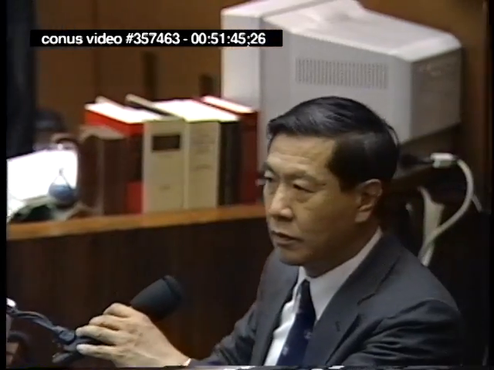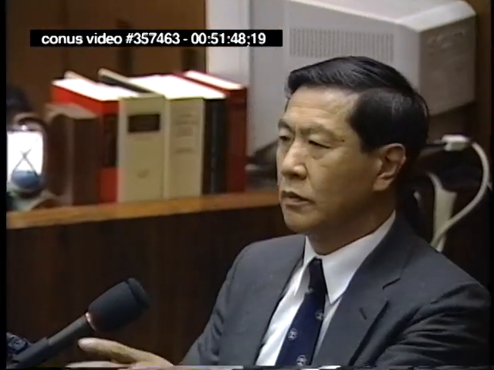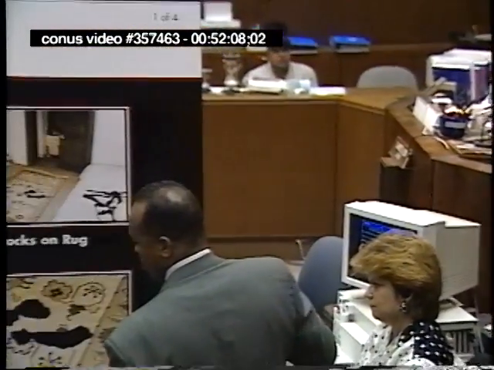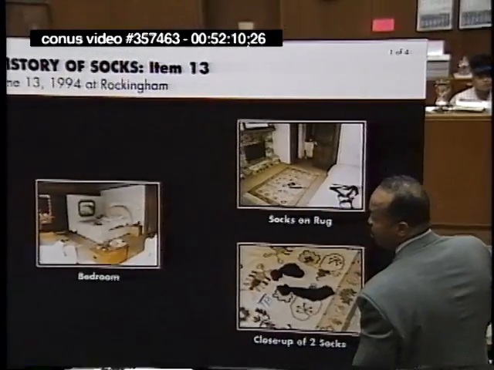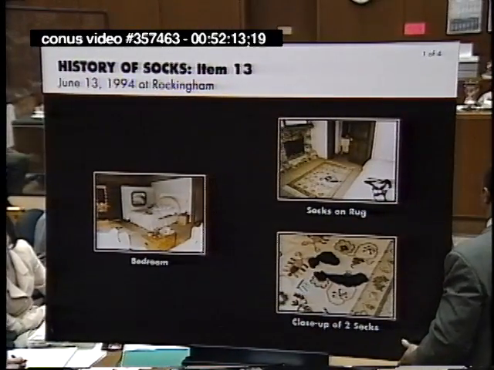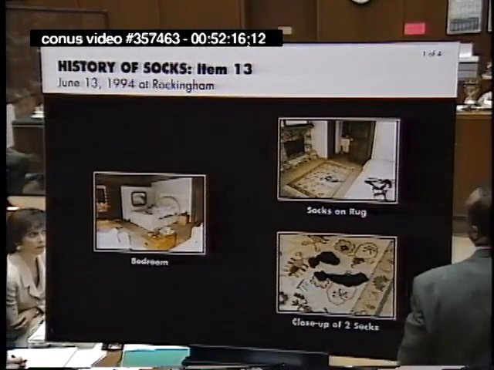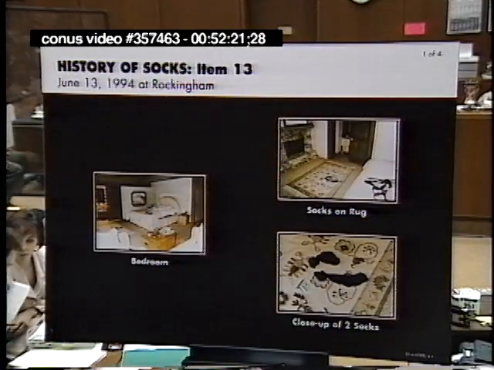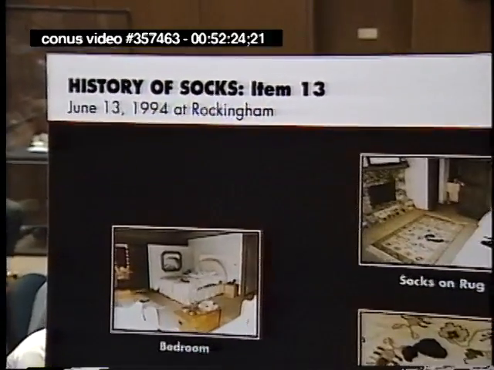We'd like to turn now to a discussion of the socks. It asks that this board be marked defendants next in order. 1352, I believe. This first board is marked 1352, entitled History of Socks, Item 13, June 13th, 1994 at Rockingham.